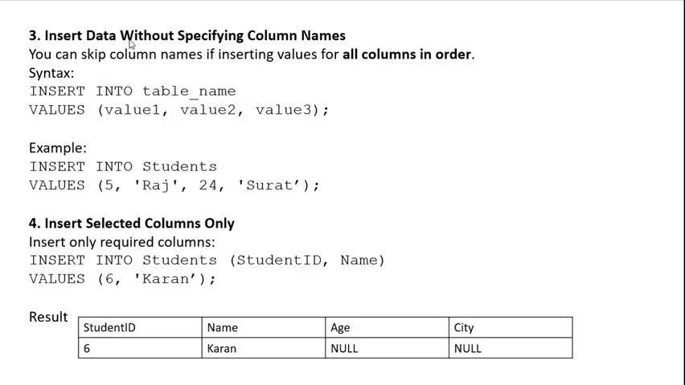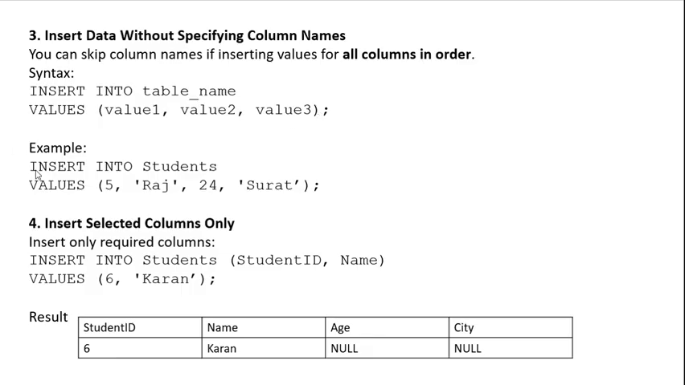Third is inserting data without specifying the column names. You can skip the column names if you are inserting values for all the columns in order. The syntax is INSERT INTO table name, the column names are not given in brackets, and we go directly to VALUES, with value1, value2, value3, then close the bracket and add a semicolon.